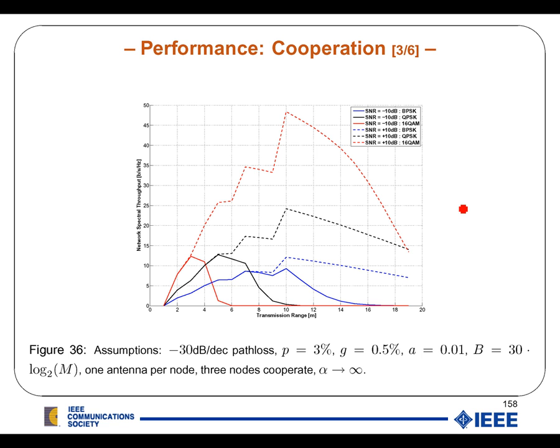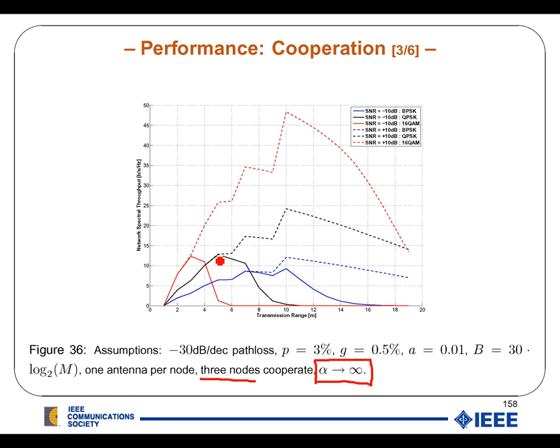Let's now look into cooperation. Here we don't look exactly at the cooperative stage, but we assume alpha going to infinity, meaning we neglect the time and effort needed to facilitate cooperation. We just assume that we have 3 nodes which cooperate and therefore effectively emulate a 3x3 MIMO system. The other parameters remain the same, but what we see is that things have now changed.